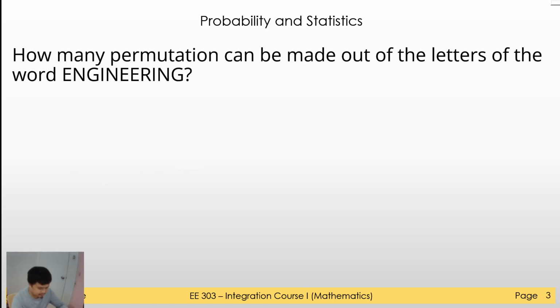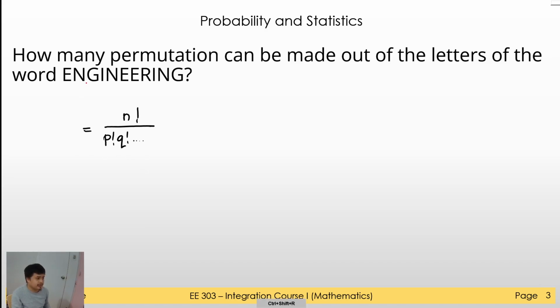So let's start with the first problem. How many permutations can be made out of the letters of the word engineering? We have this problem and we want to know how many permutations of this word are possible. So how do we do this? We have the general formula for counting this. The general formula is the factorial of n over the factorial of p, factorial of q, and so on.